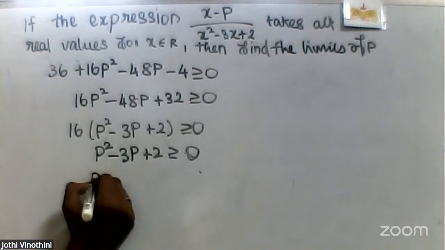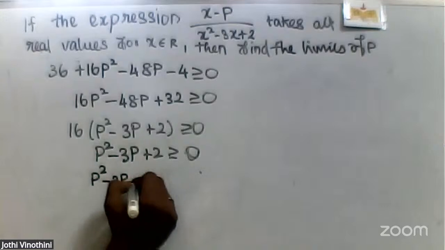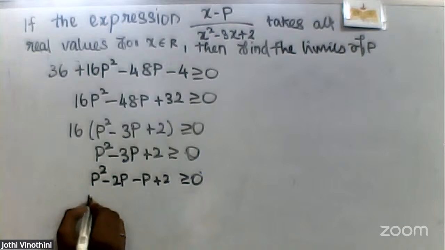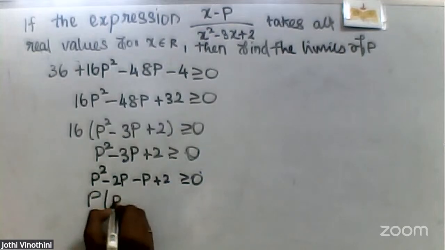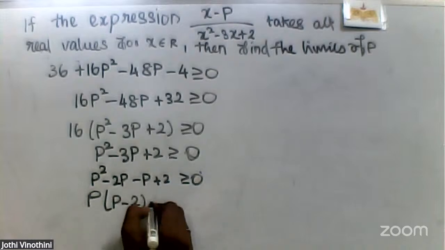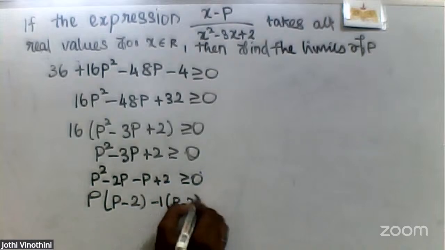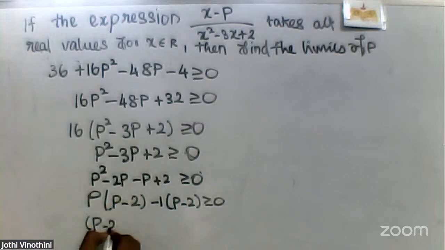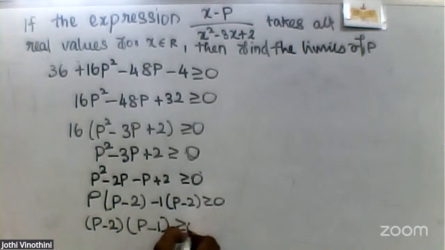Okay? Okay. To simplify this, I am going to rewrite p squared minus 2p minus p plus 2 greater than or equal to 0. So I am going to take p as common. So it will become p multiplied by p minus 2. I am going to take minus 1 as common. So p minus 2. Since both the terms have p minus 2, I am taking p minus 2 as common. So it becomes p minus 2 multiplied by p minus 1 greater than or equal to 0. Okay? Okay. So I will give you a minute so that you can copy this and we will move to the next step. Fine? Fine.